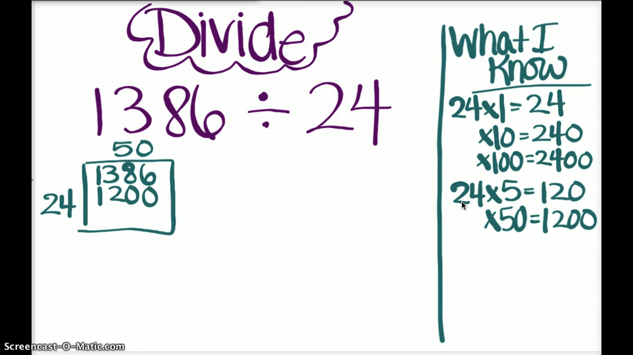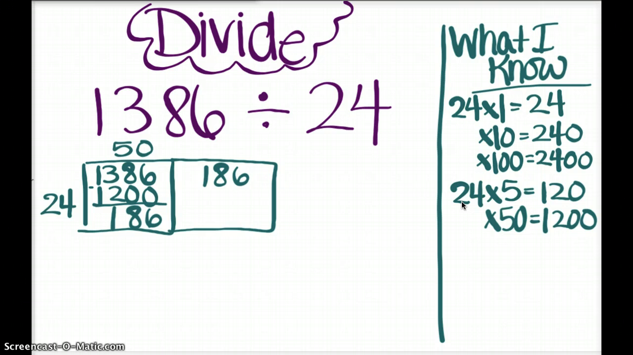Abby, what do I do now? You subtract. Good. So I have 186. And I'm going to take that 186 and move that to a new box. Still the same. 3 minus 2 is 1. And I need to get close to 186. Well, times 10 is too high.